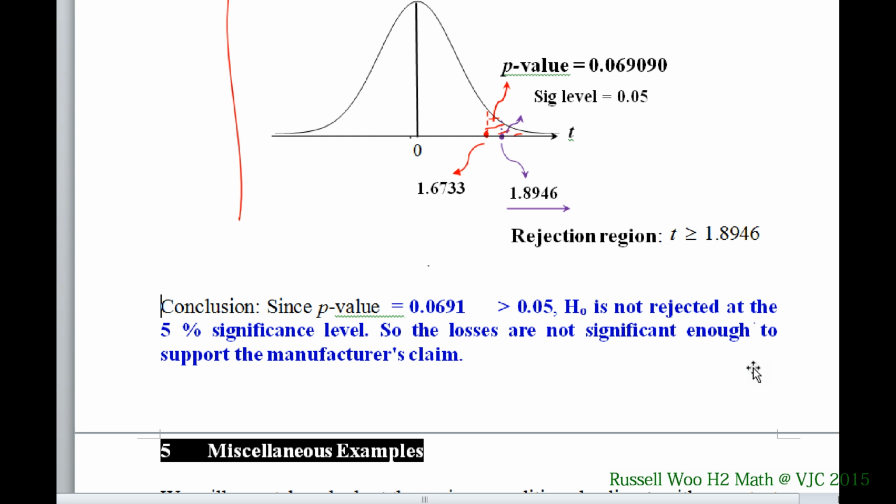At a 5% level of significance, the losses are not significant to support the manufacturer's claim. We are moving on to miscellaneous examples.